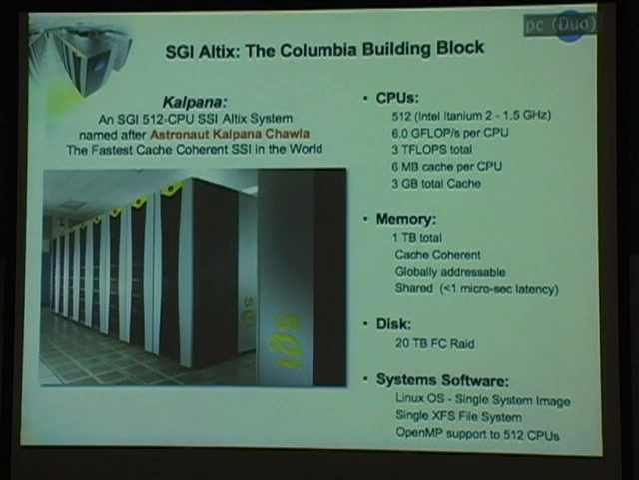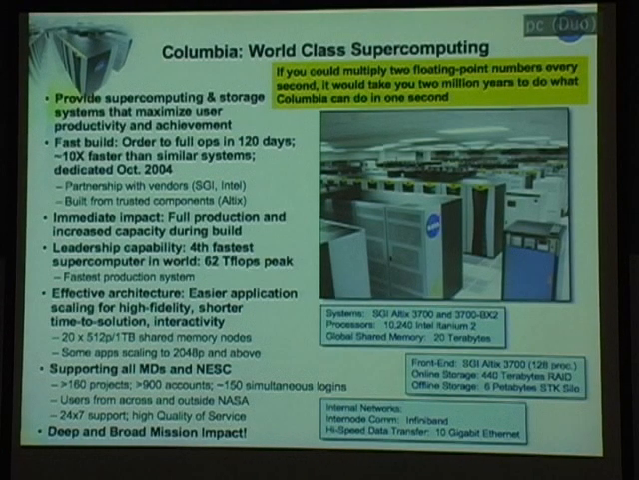Each of these is one node. So this is a single system image shared memory system. Basically all of the 512 processors can see all of the memory, all 1 terabyte of memory, and it had 20 terabytes of RAID, and it runs the Linux operating system. And so we took one of these and replicated it 20 times. So there is the picture of the Columbia system.